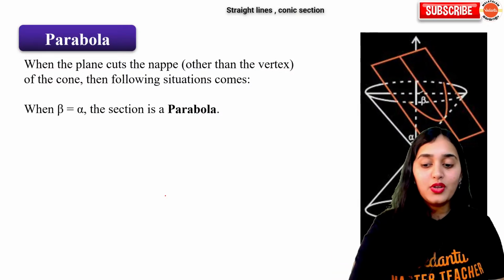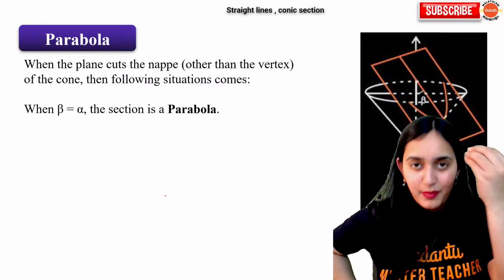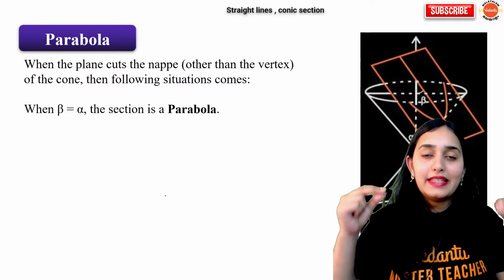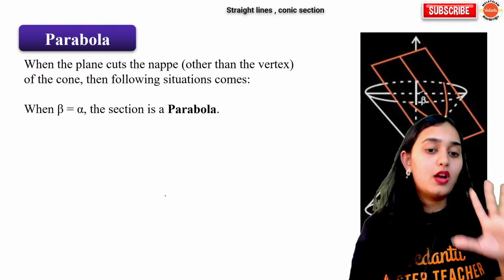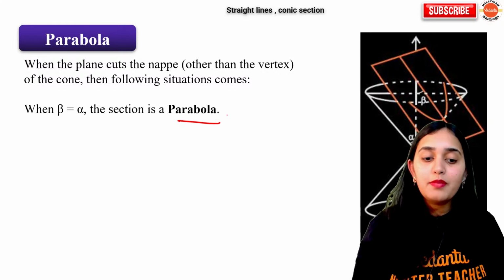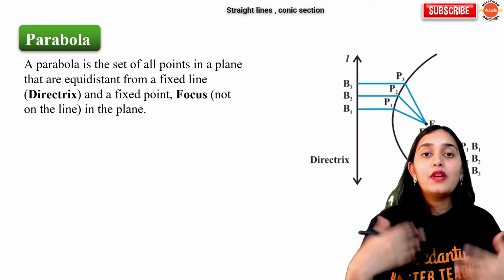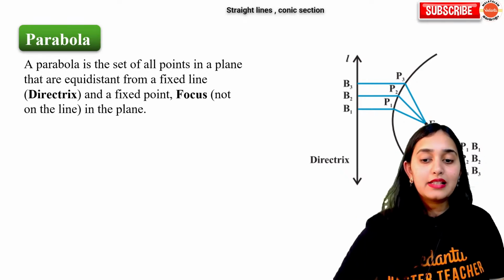Now these parabolas and hyperbolas are a little difficult, but just memorize the formula and understand their basics and you will be able to solve all the questions. Okay. First, how is a parabola formed? A parabola is formed when alpha is equal to beta. Next, how does a parabola look like? So a parabola looks like this.